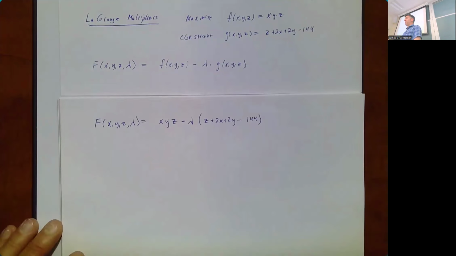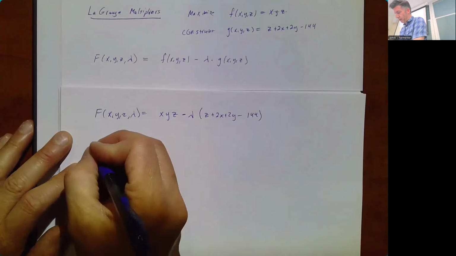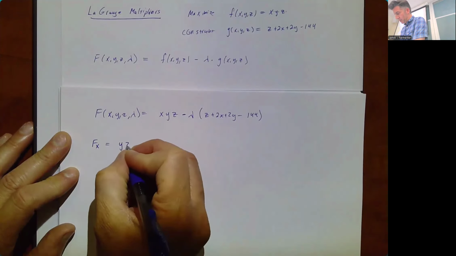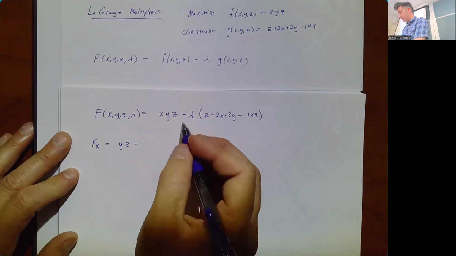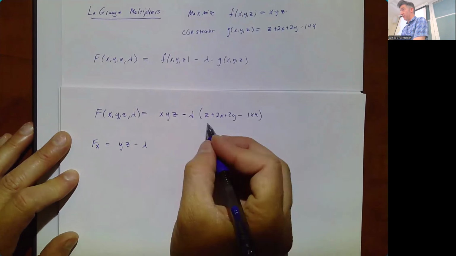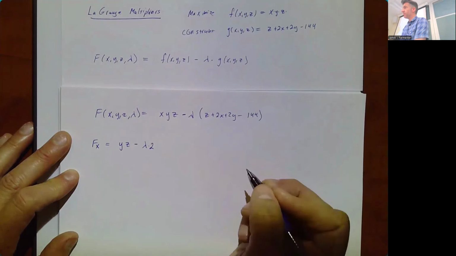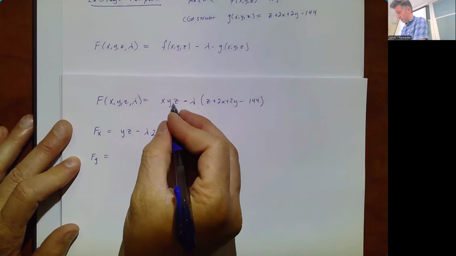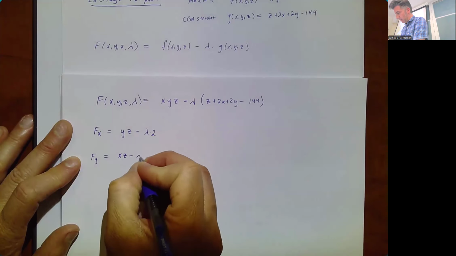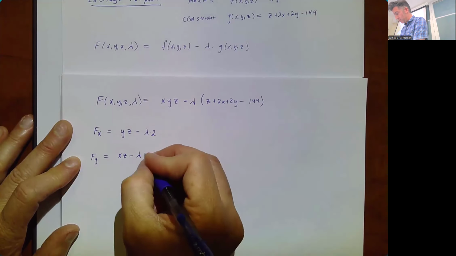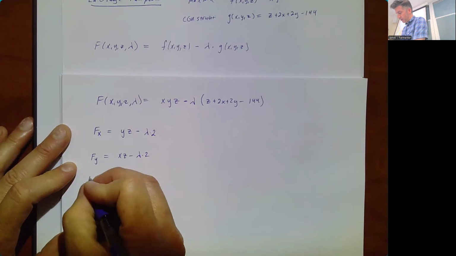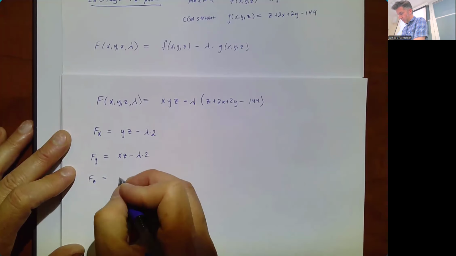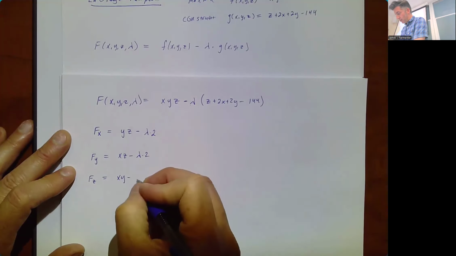And then we're going to take all the partial derivatives. So we're going to find the partial with respect to x. That's going to be y times z minus lambda times the derivative of the insides with respect to x, which is just going to be 2. We're going to find F_y. It's going to be x times z minus lambda times the derivative of the inside here with respect to y, which is also 2. And next, F_z is going to be xy minus lambda times 1.